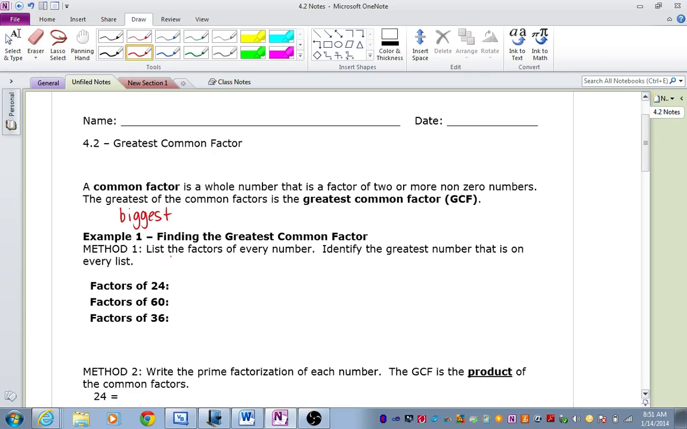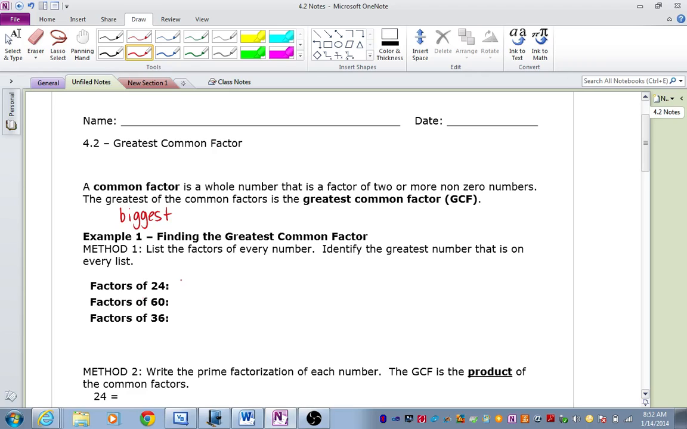So for example 1, we're going to find the greatest common factor of 24, 60, and 36. And there's actually two methods of doing this. The first method is to list the factors of every number and then figure out what the biggest one in common is. Now this is fine, however, if the numbers we're dealing with are bigger, it's possible that we might leave out a factor and that could affect what common factor we get as an answer. So the method I prefer is method 2. However, let's go through and see how this one works.